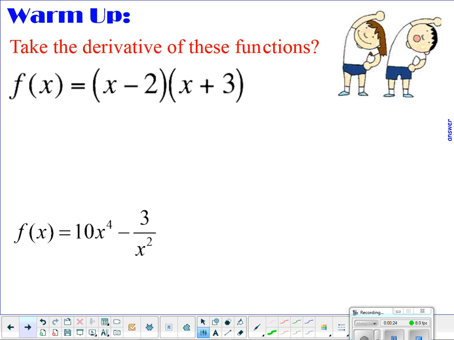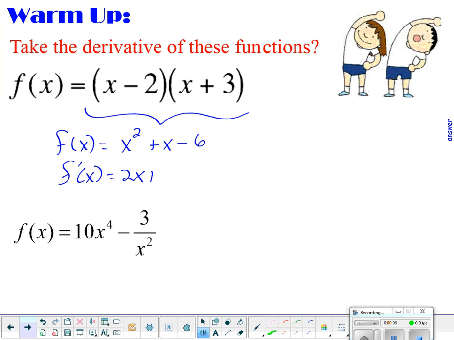What I would expect people maybe at this point to do is to just FOIL this out and get x squared plus x minus 6, and then go in and do the derivative, which would be 2x plus 1. Fairly fast procedure, right? And I have to do that at this stage because all I know about is the power rule. Well, today we're going to pick up a thing called the quotient, or the product rule.